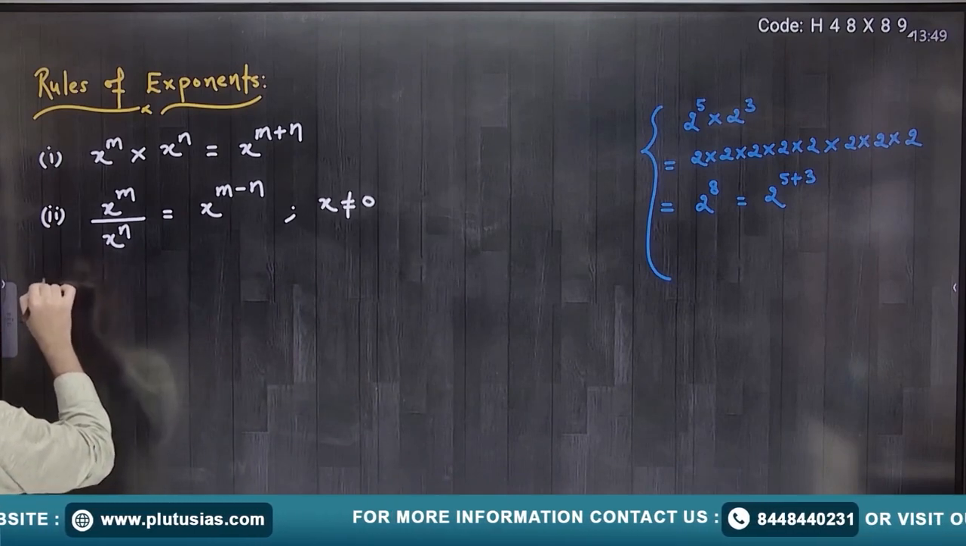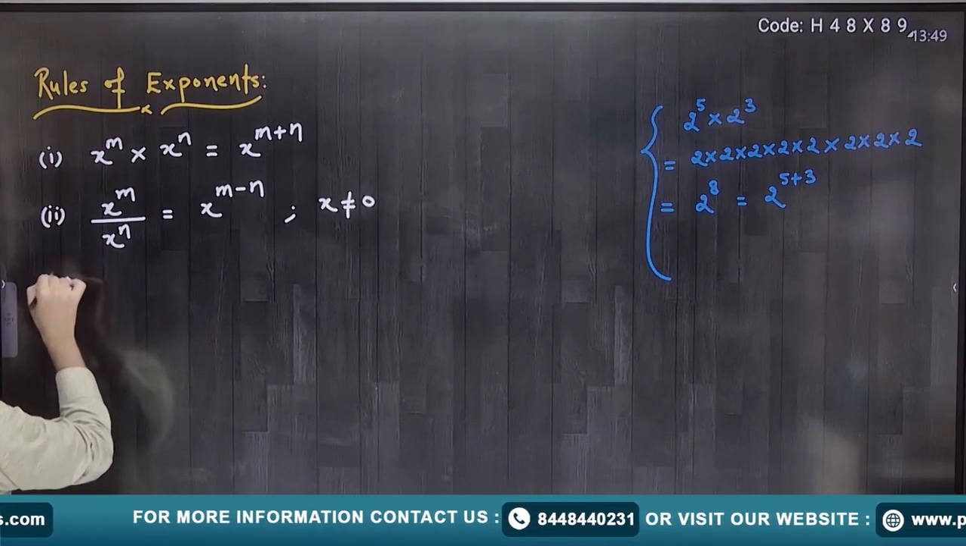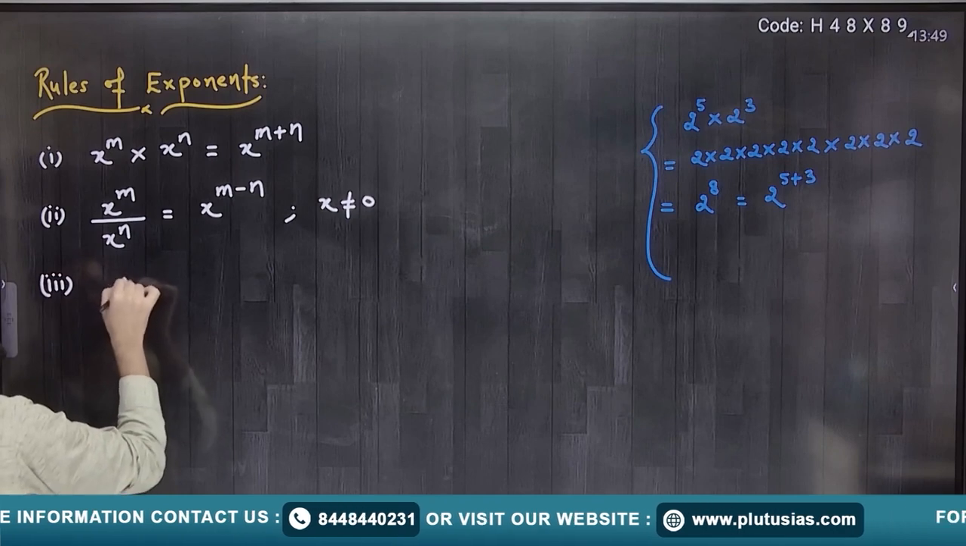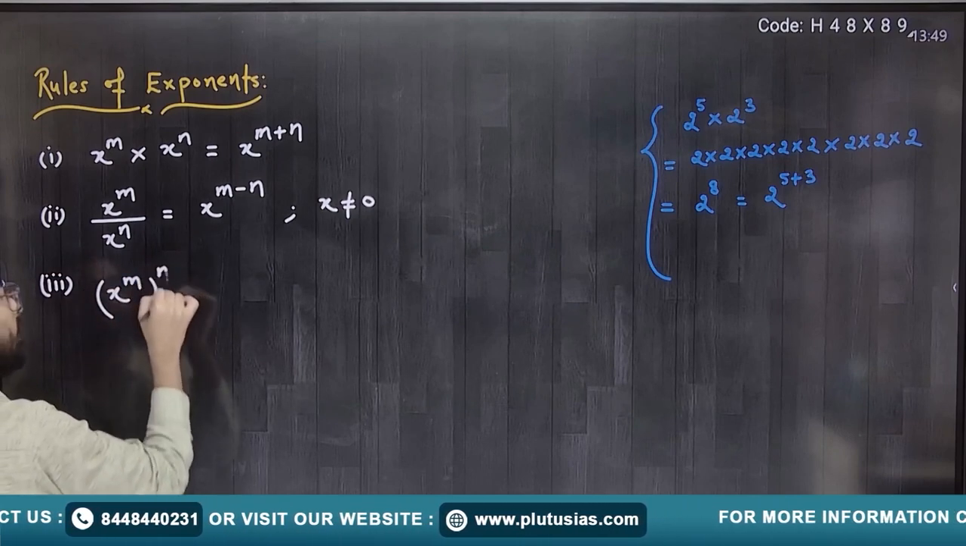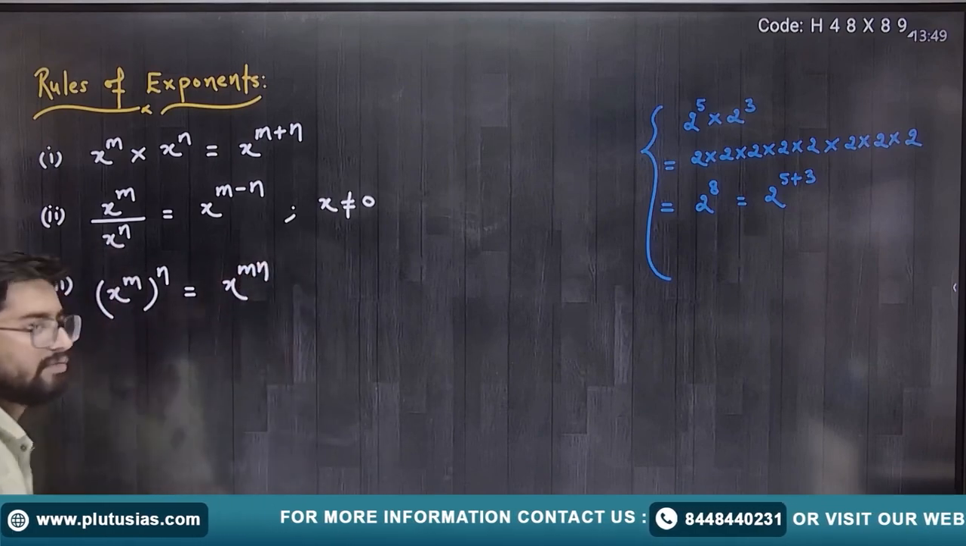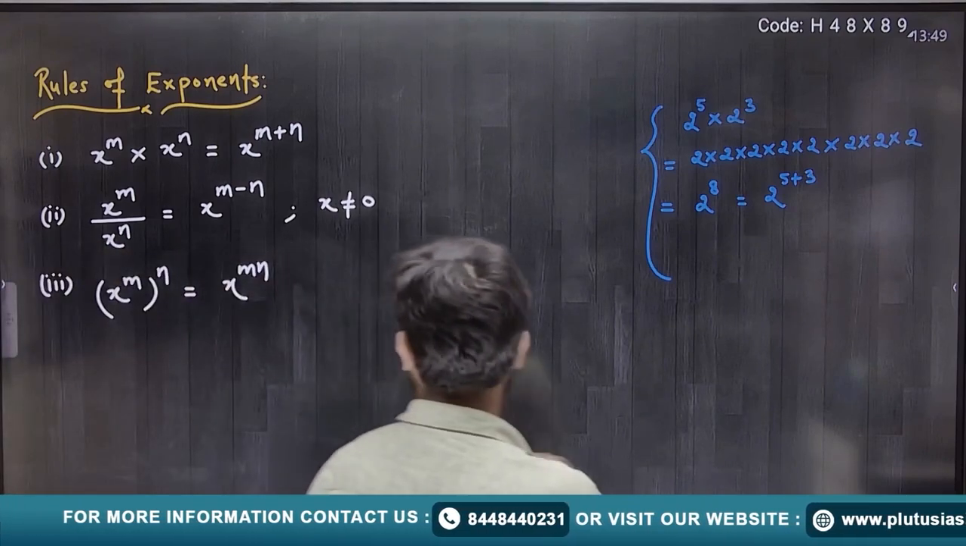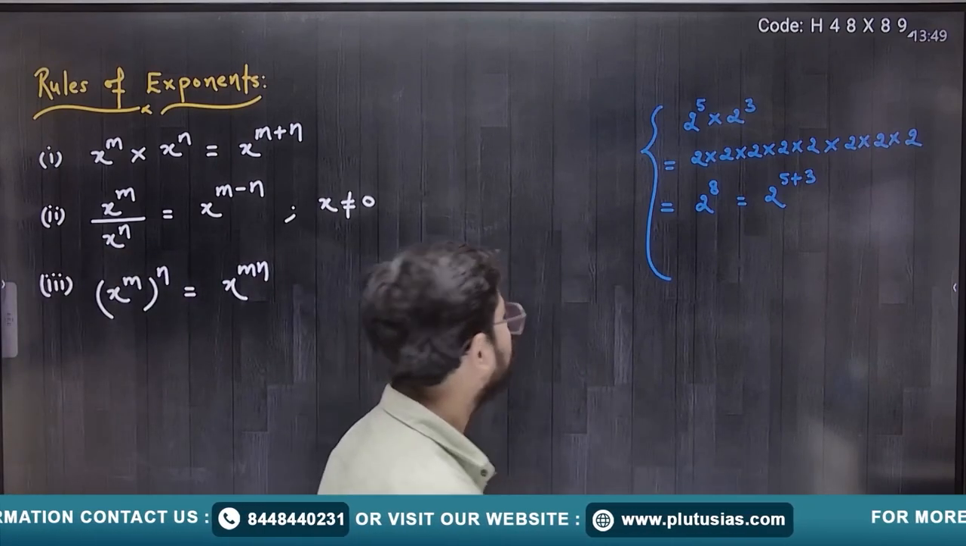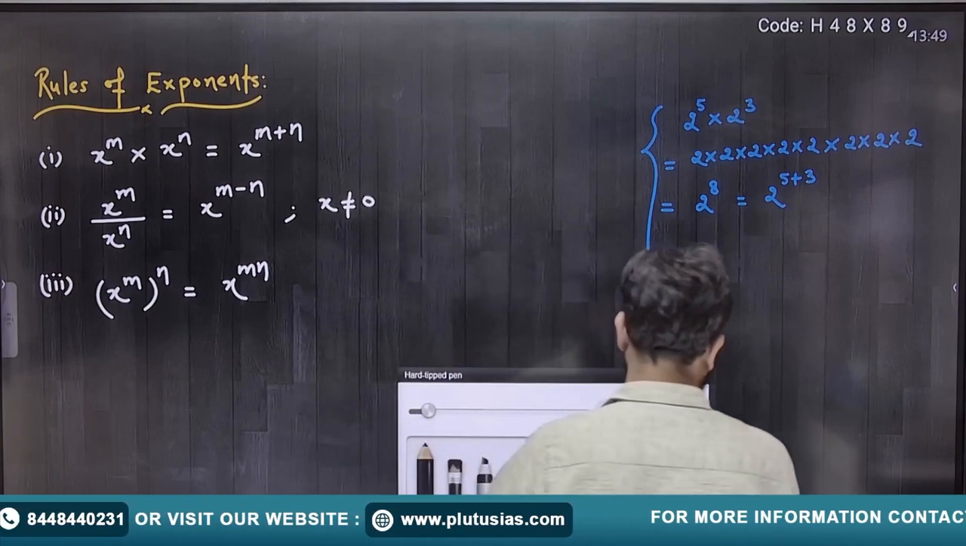Third one. That is x raised to power m raised to power n. That is x raised to power m into n. x raised to power m into n. Okay. So let's discuss this one.